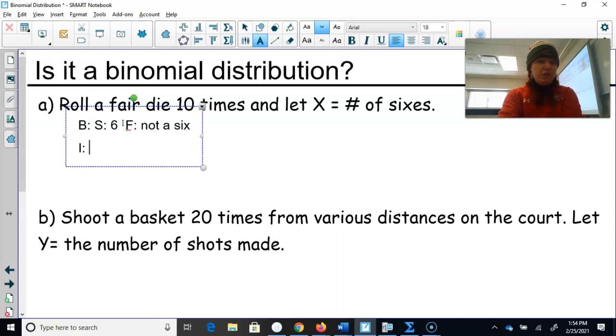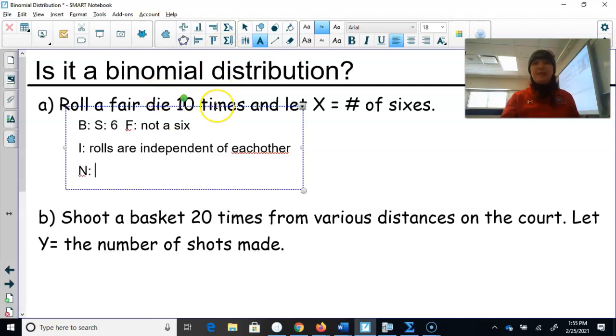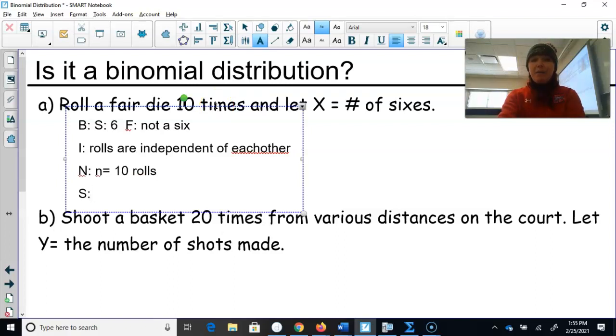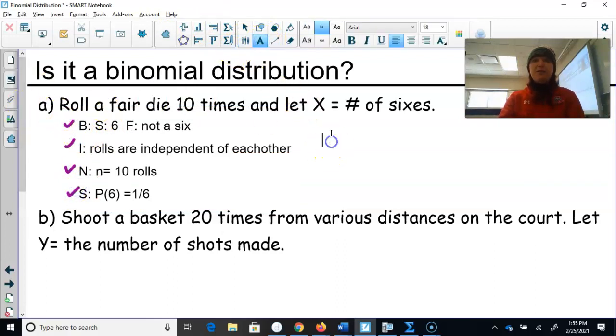Yeah, they are independent, so you just state rolls are independent of each other, okay? N, is the number of trials fixed? It is, because it says we're gonna roll 10 times. So N is equal to 10 rolls. S, is the probability the same for each roll? Well, there's 6 sides on a die, and one of those sides is a 6, okay? So yeah, the probability of success, a 6, is equal to 1 out of 6 each time. All of these are good. We have a binomial distribution for A. Yes, a binomial distribution.